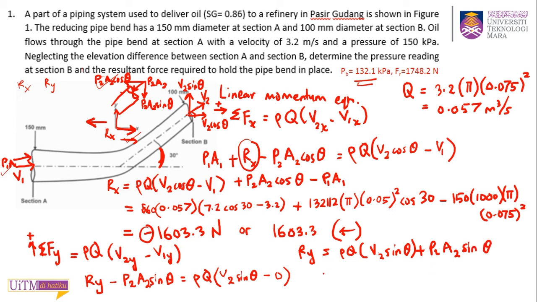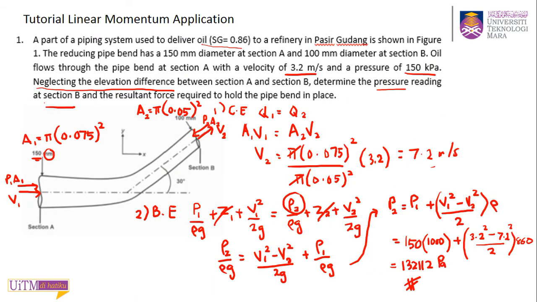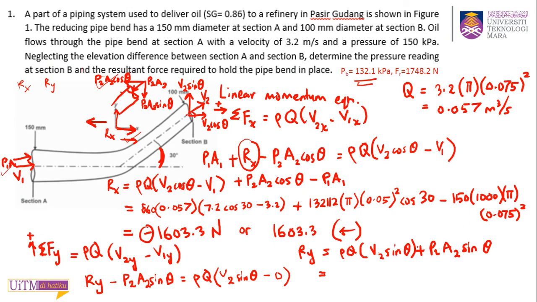Okay, berapa nilai? Tolong kira. Just put back lah everything. Okay, you have your rho 860. Ada A semua ni kan. Okay, 860 times Q 0.057 times V2 7.2 sin 30 tambah P2. You have calculated your P2 tadi, berapa P2? 132112 times A2, pi times 0.05 squared, sin 30. Berapa nilai Ry?